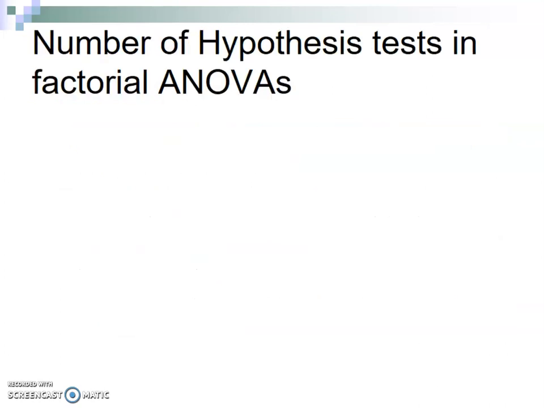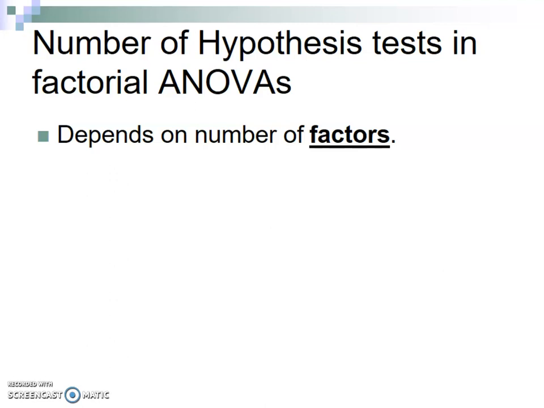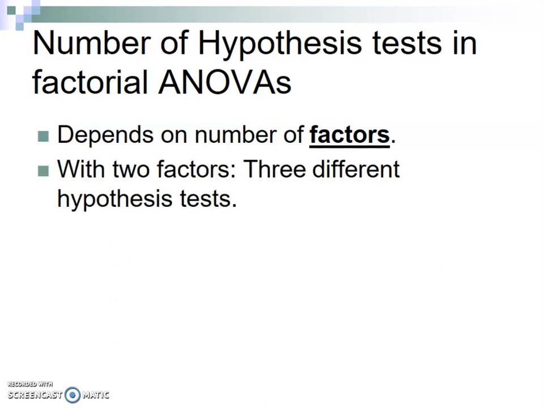So let's talk a little bit more about the process of doing hypothesis tests in factorial ANOVAs. As I mentioned before, the number of different hypothesis tests that you're going to be doing in your factorial ANOVA depends on how many factors you have. Each time you add a new factor, it adds a whole bunch of additional hypothesis tests that will need to be conducted. For that reason, we are only going to focus on the most basic type of factorial ANOVA, which is a factorial ANOVA using just 2 factors.